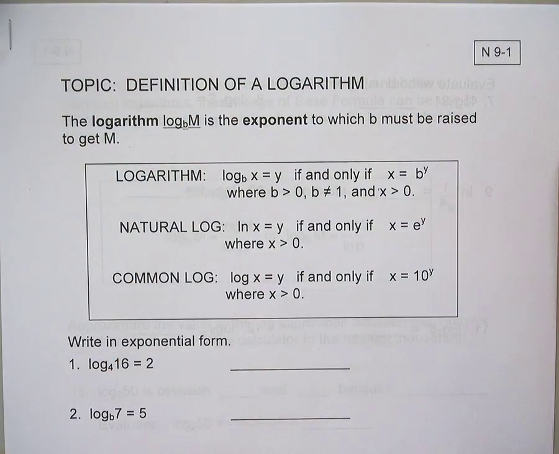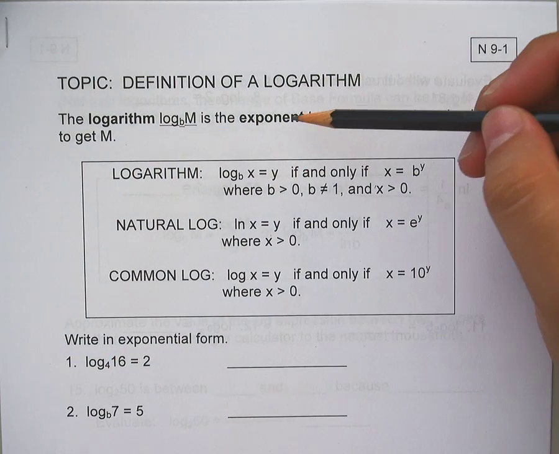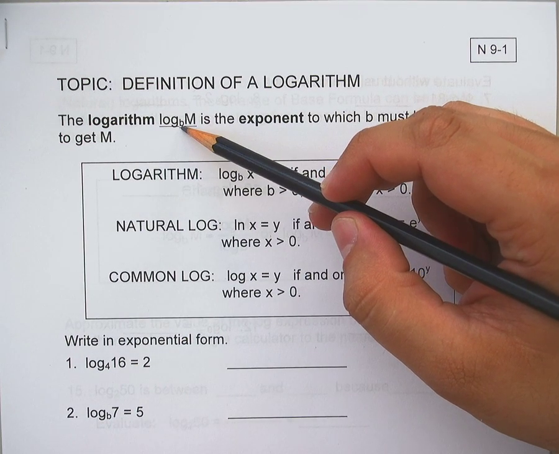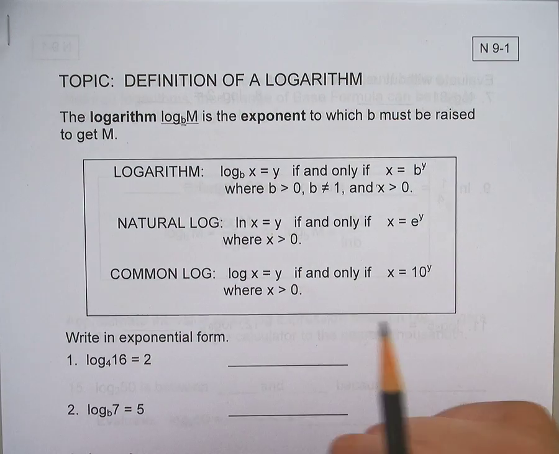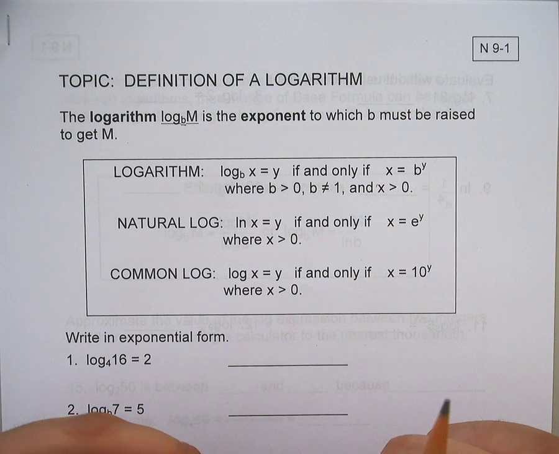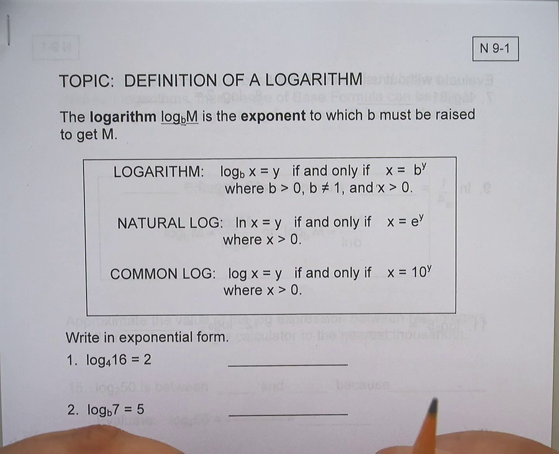So in other words, you're looking at what exponent b has to be raised to make it m. It's a relatively simple concept, but it is a bit different, so it takes a little bit of getting used to, just like all of our other stuff.